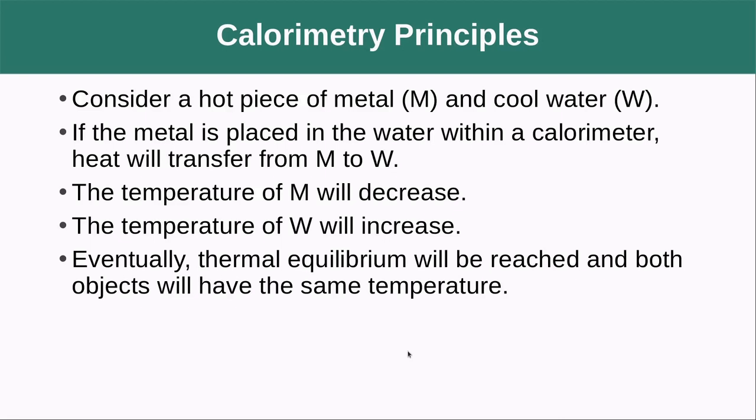So let's think about what's going to happen here with a basic example. Let's consider that we have a hot piece of metal, we're going to call it M, and a cool water, W. If the metal is placed in the water within a calorimeter, so it's completely separated and isolated from the surroundings, heat's going to transfer from the metal to the water. The temperature of the metal will decrease, and the temperature of the water is going to increase. And then eventually they're going to come to thermal equilibrium, where they both have the same temperature.